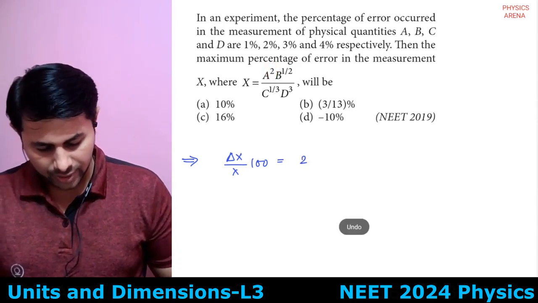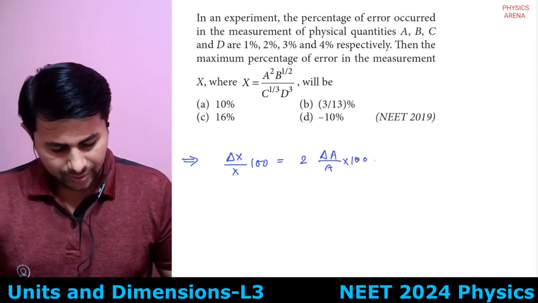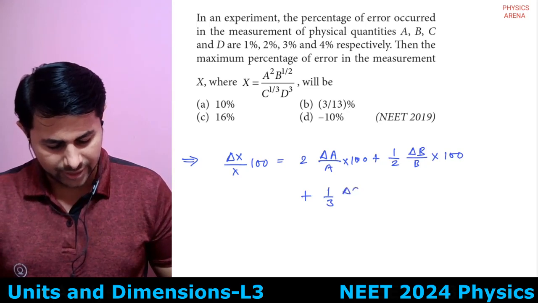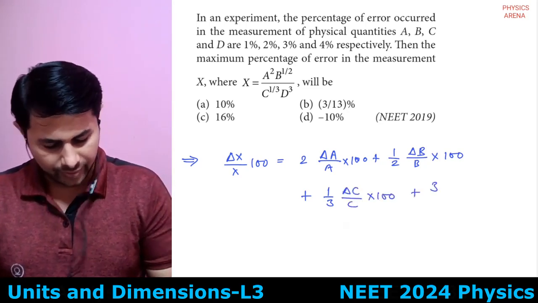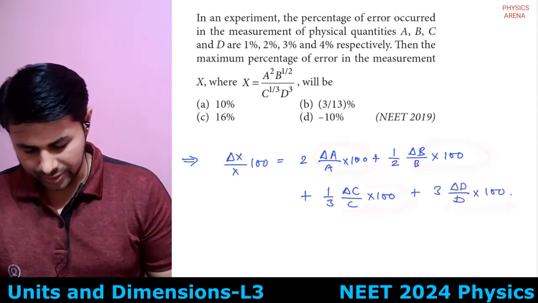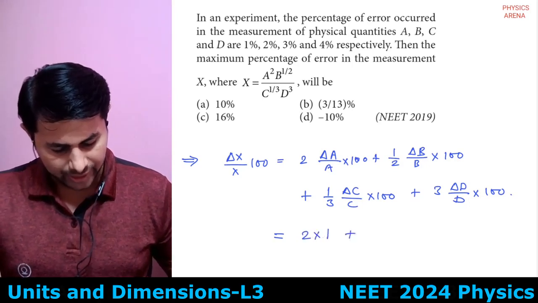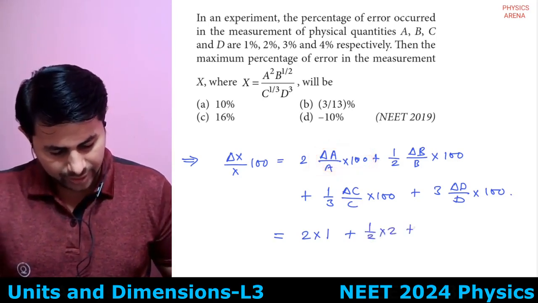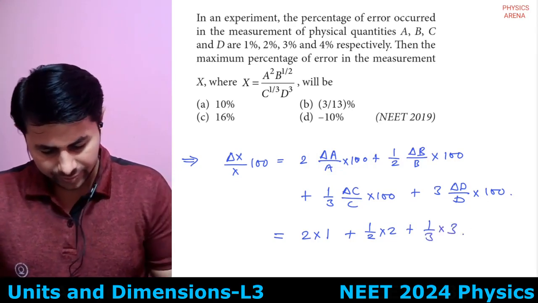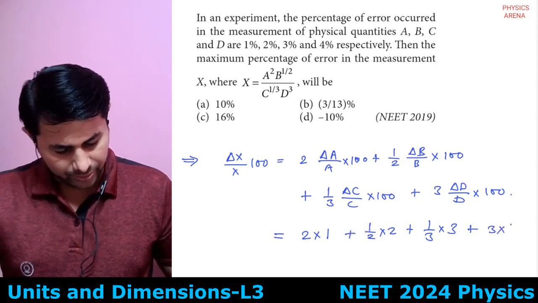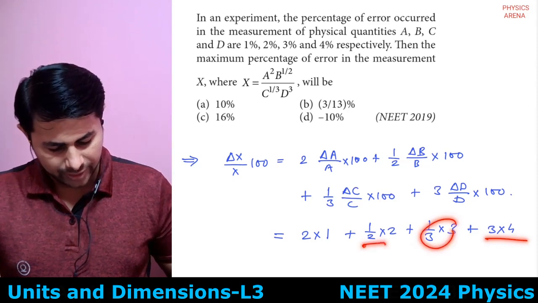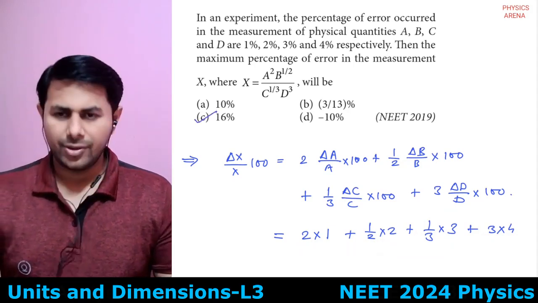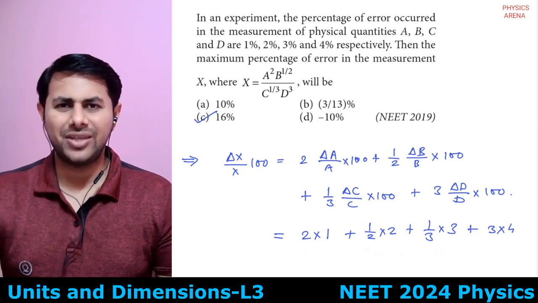Delta x upon x multiplied by 100 equals 2 times delta a upon a multiplied by 100, plus half of delta b upon b multiplied by 100, plus 1/3 of delta C upon C multiplied by 100, plus 3 times delta D upon D multiplied by 100. Substituting: 2 multiplied by 1, plus half multiplied by 2, plus 1/3 multiplied by 3, plus 3 multiplied by 4. So it is 2 plus 1 plus 1 plus 12, which is 16. So 16 is the answer. These kinds of problems come very often, and they are very simple.